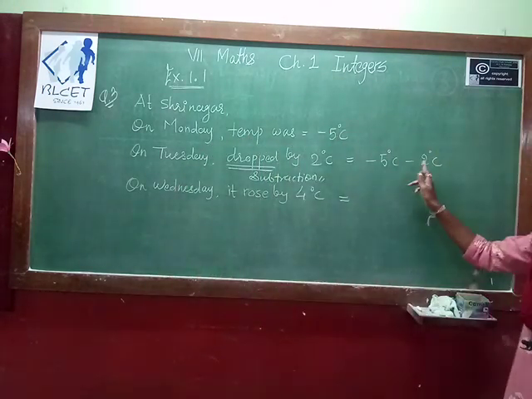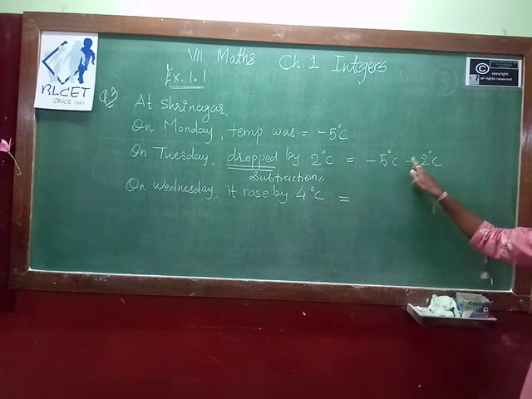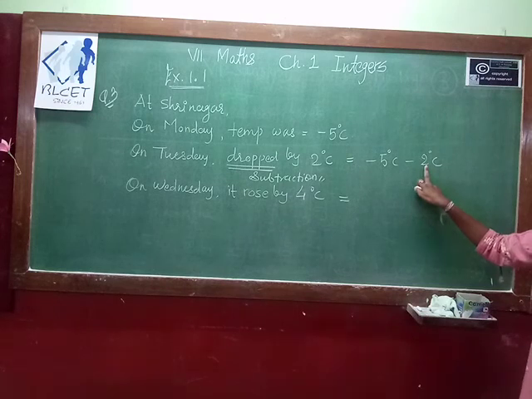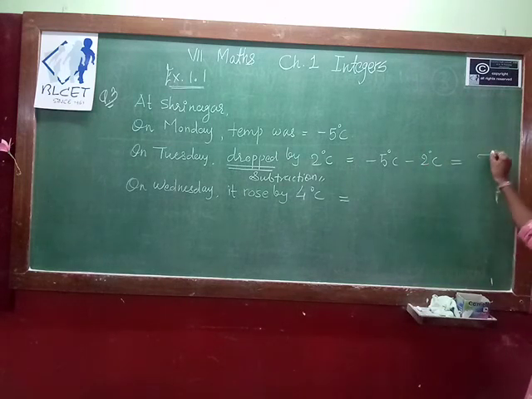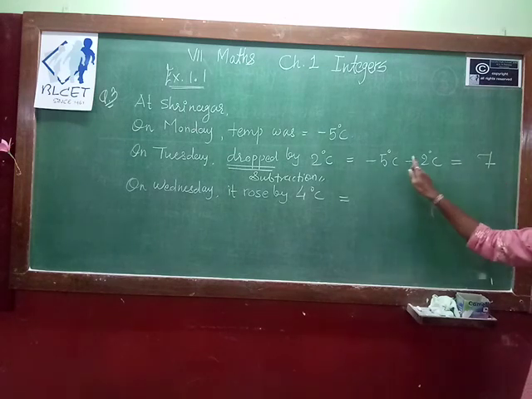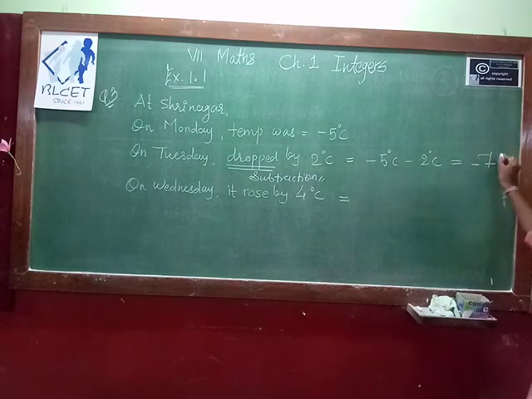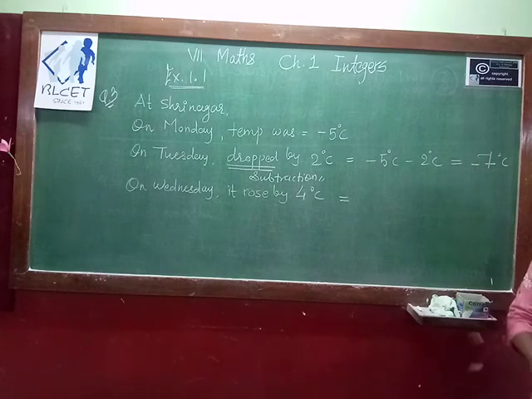Minus 2, minus 5, negative sign, minus 2, negative sign. Both the numbers have negative sign, so we have to do addition. So 5 plus 2 will give you 7. But both the numbers are negative, so minus 7 degree Celsius.